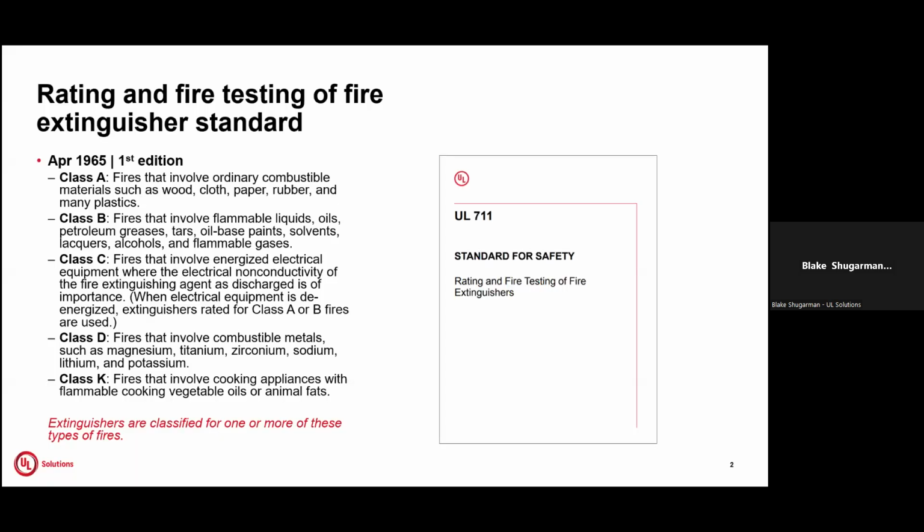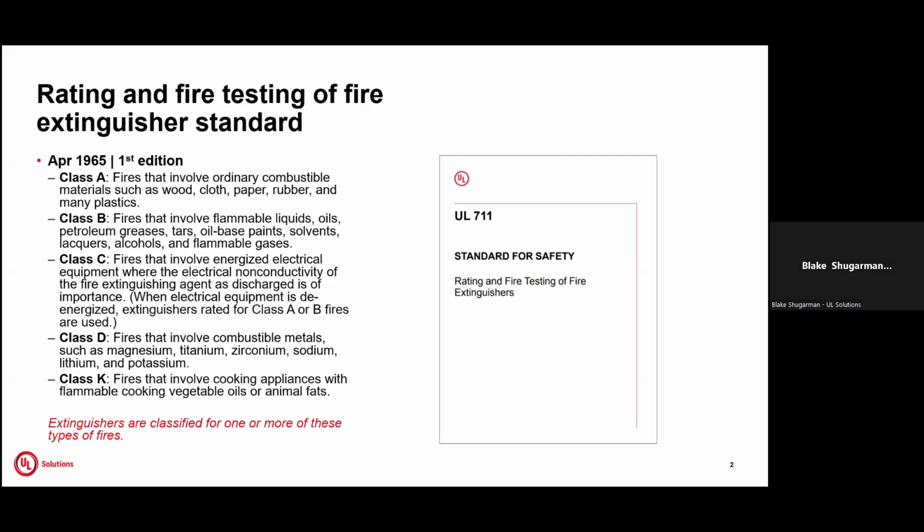There are five different classifications of fire extinguisher ratings. Class A for combustible materials, ordinary combustibles like wood or paper. Class B for fires that involve flammable liquids or gases or other things of that nature.